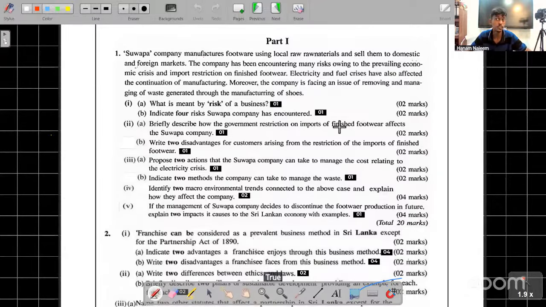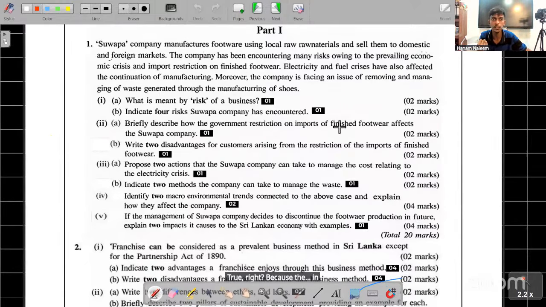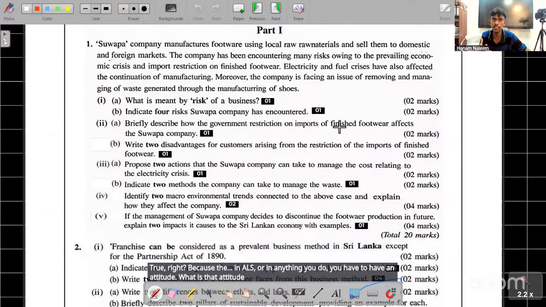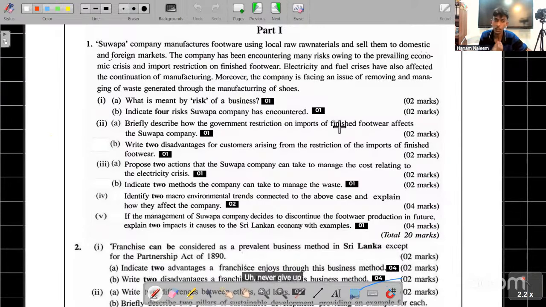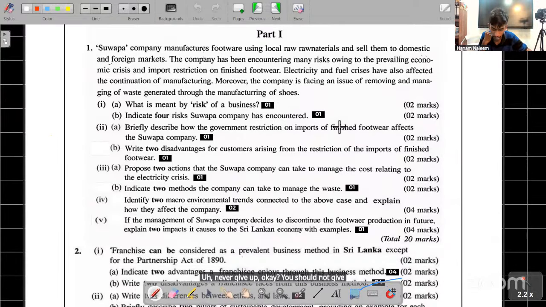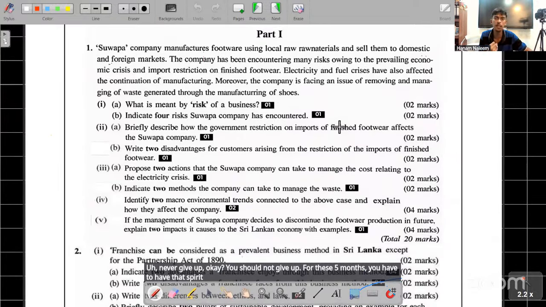True, right? Because in ALs or in anything you do, you have to have an attitude. What is that attitude? Any obstacles, anything, you should not give up. Never give up. For these 5 months, you have to have that spirit. Don't ever give up. It will be difficult, but it is only 5 months that you have to go through all these difficulties.